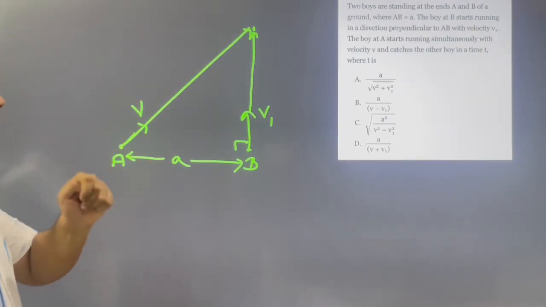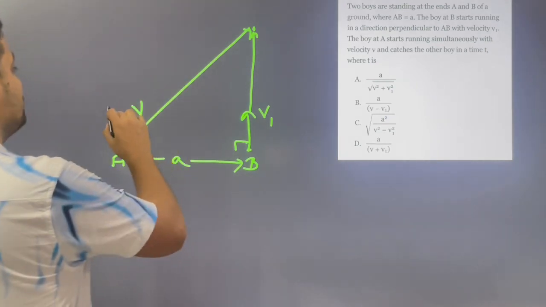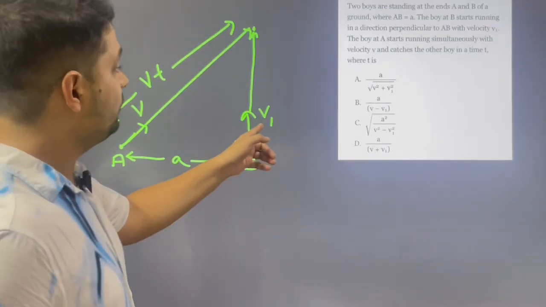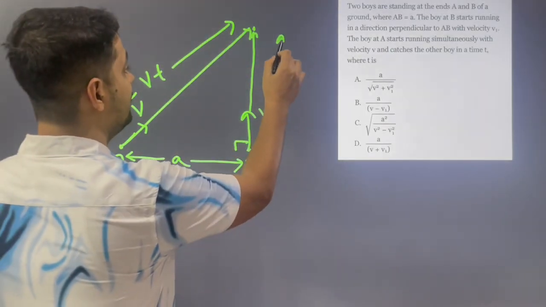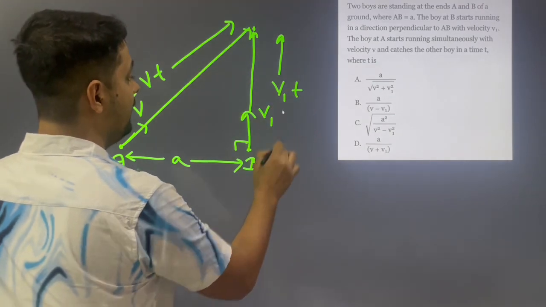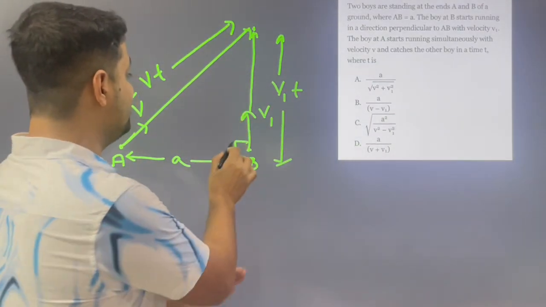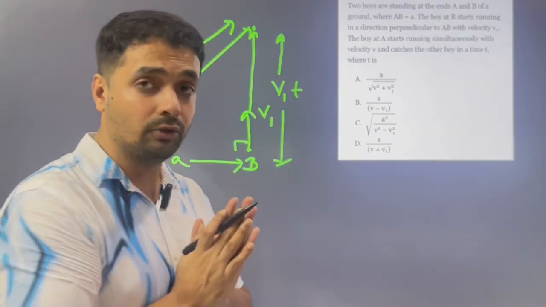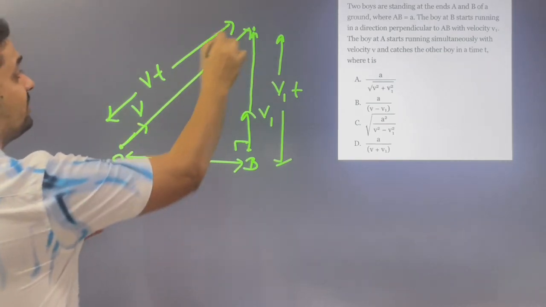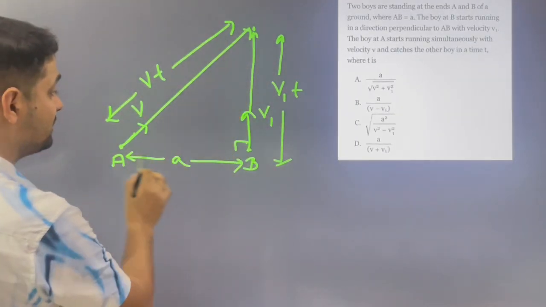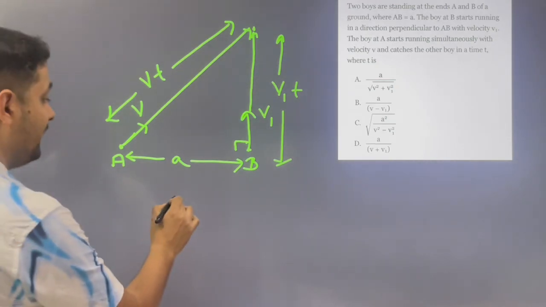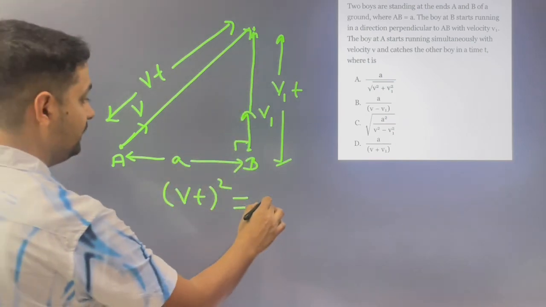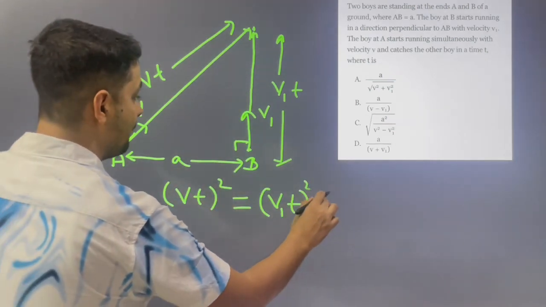Now with the V speed, if it is going for time t, how much distance will it travel? V into t, because speed is constant. Correct? Here also it is going with constant speed, so in time t, how much distance will it travel? V1t. And in the question it is already given that this direction is perpendicular. So this is a right angle triangle, and in a right angle triangle we can use the Pythagoras theorem. This distance is Vt, this distance is V1t, and this distance given in the question is A. So can I write (Vt) square, this is the hypotenuse square, equals (V1t) whole square plus A whole square.